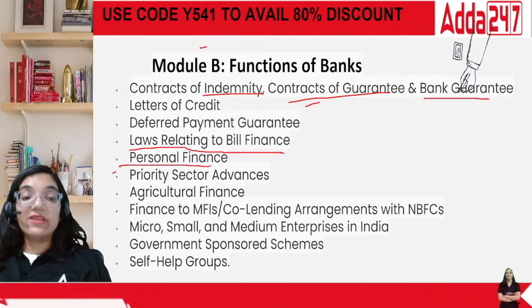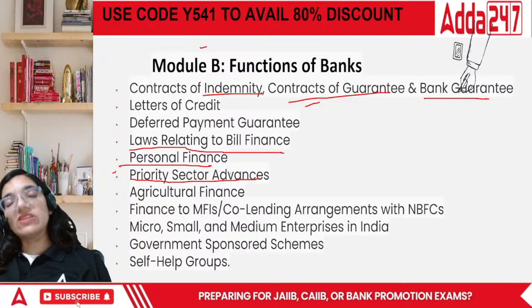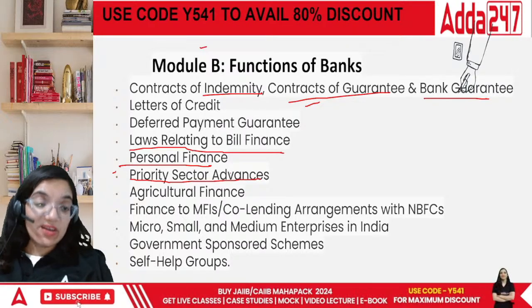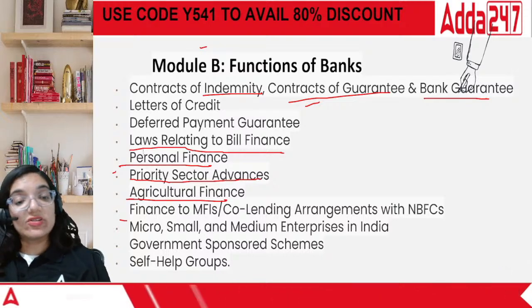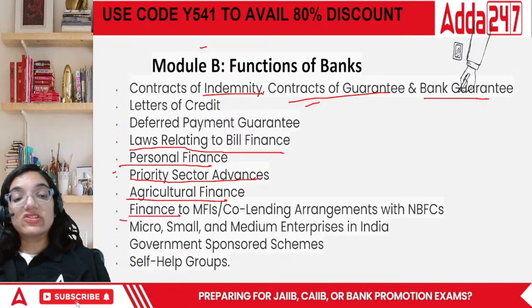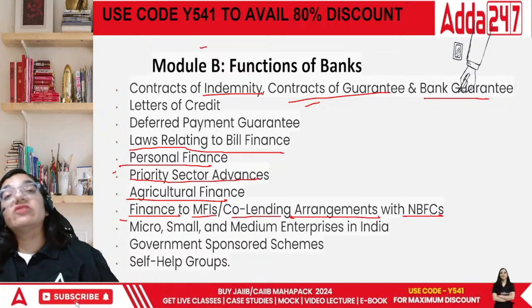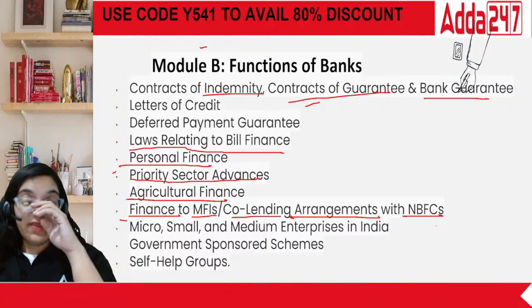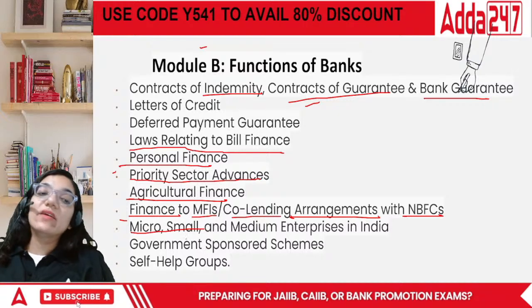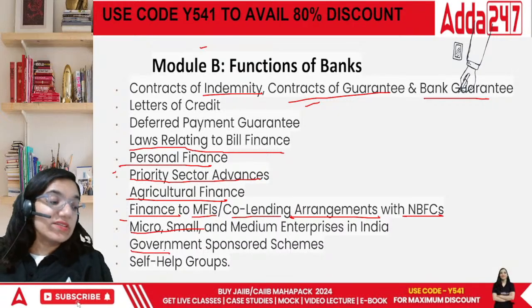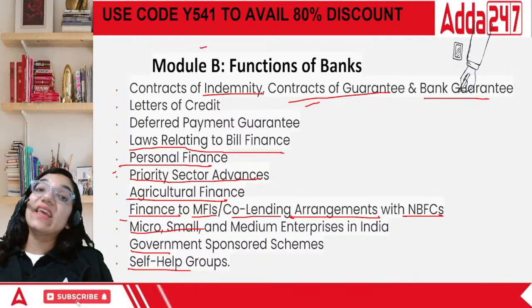Personal finance, if I need money, I can get it from the bank. Priority sector advances. Priority sector includes education, housing, MSMEs. They are all a part of it. Then agriculture finance, a specific area for covering agriculture. Then you have finances to MFIs or co-lending arrangements with NBFCs, non-banking financial companies. Then we talk about MSMEs, which play a very important role in our economy. Then government sponsored schemes, and last is self-help groups, or SHG.